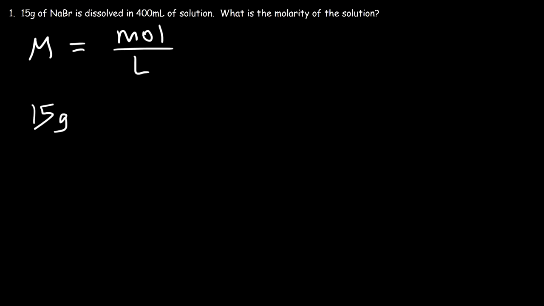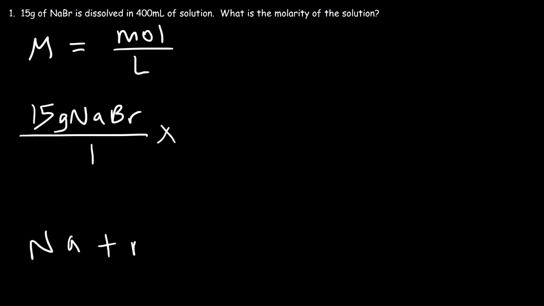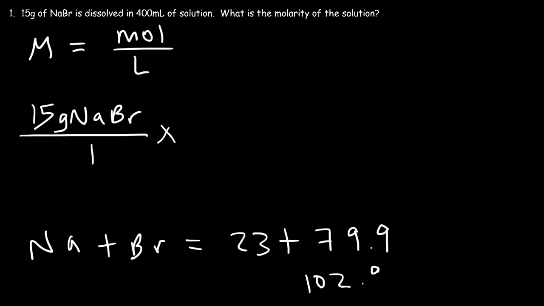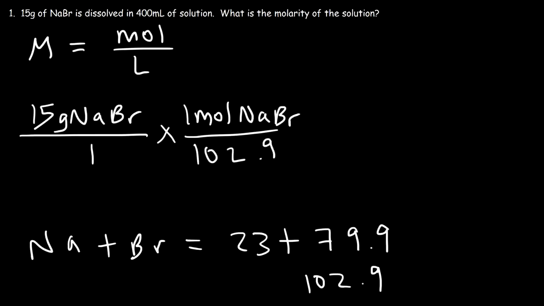So we have 15 grams of sodium bromide. Sodium bromide is the solute. Water is the solvent. So the solute plus the solvent adds up to make the solution. We need to convert grams to moles. So we need the molar mass. The atomic mass of sodium is 23, and the atomic mass of bromine is 79.9. And so that adds up to 102.9. So 1 mole of NaBr has a mass of 102.9 grams.